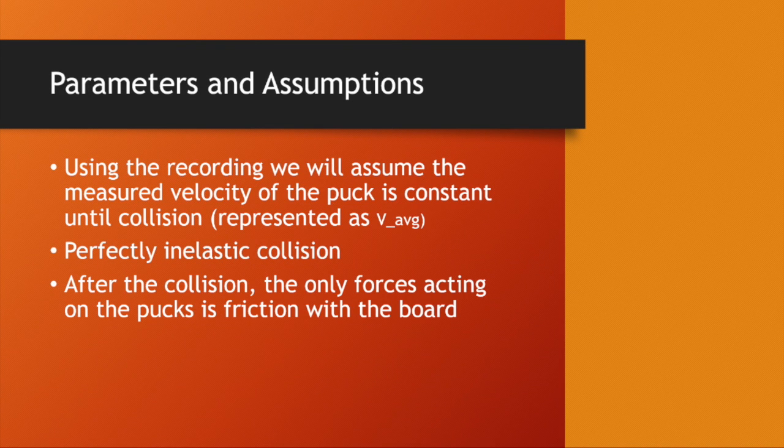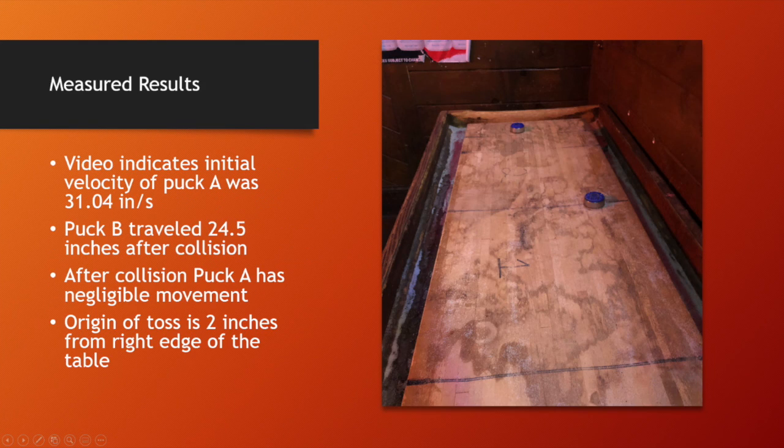Before performing our calculations, we must first set parameters and assumptions which will help us simplify our data. First, we'll assume the velocity of puck A before the collision will be constant, and it's the measured velocity from the video earlier. This will be represented as our V average. Secondly, we'll assume a perfectly inelastic collision. And third, after the collision, we'll assume that the only force acting on the sliding puck is the friction with the board.